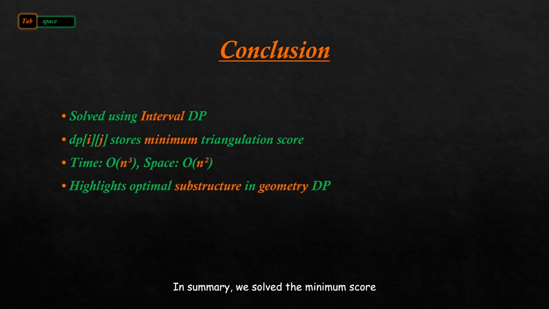In summary, we solved the minimum score triangulation problem using interval dynamic programming. We defined a clear state dp[i][j], applied a recurrence relation, and computed the results step by step. With O(n³) time and O(n²) space, the algorithm is efficient for the given constraints. This problem beautifully demonstrates the power of optimal substructure and how DP transforms an exponential brute force into a practical solution.